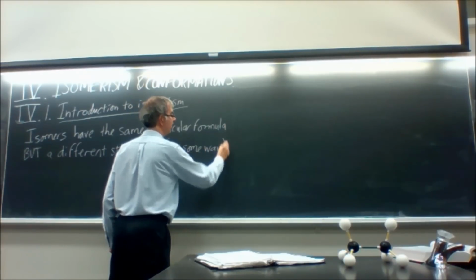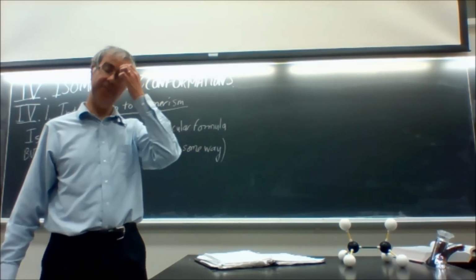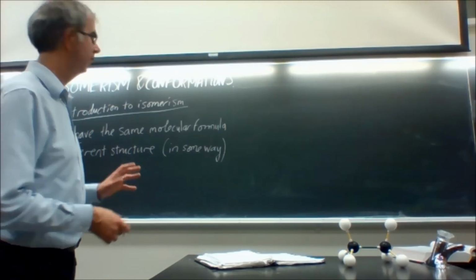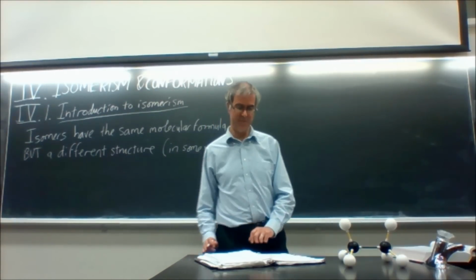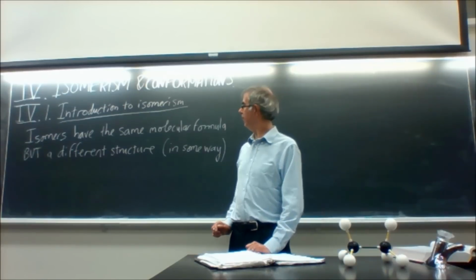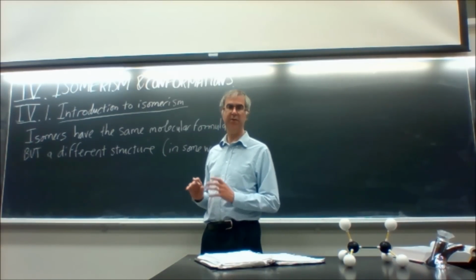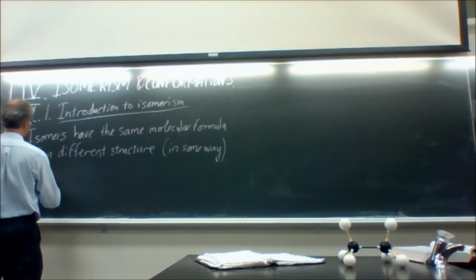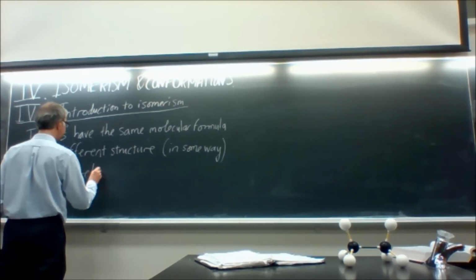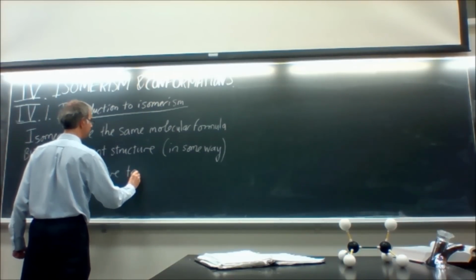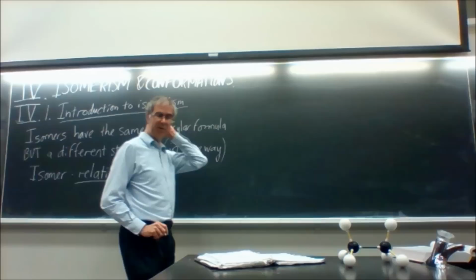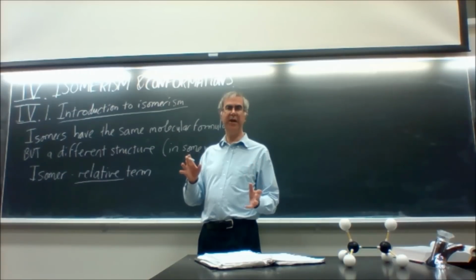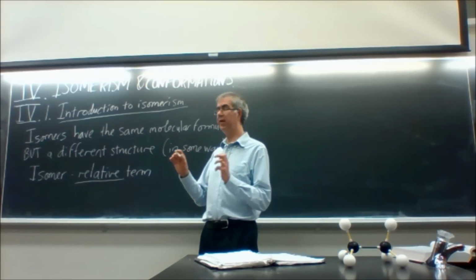The type of isomer really depends on this part, the "in some way," because some are going to be very different and some are really almost identical, but differ in some subtle way. Now, an important feature about isomers is that the word isomer is really a relative term. And by that, I mean you can't just say A is an isomer. You have to say A is the isomer of B.